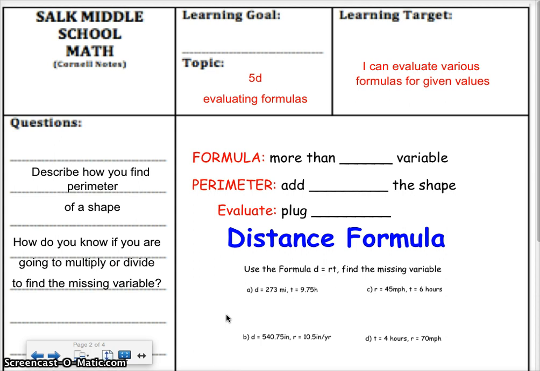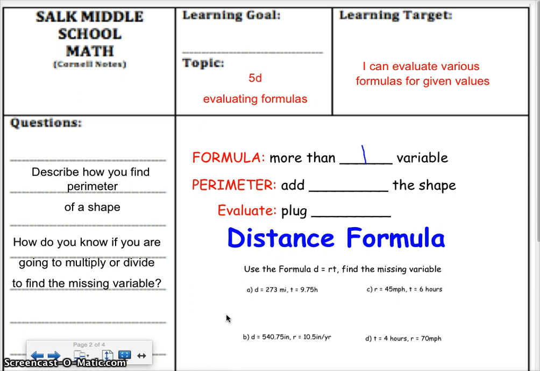The formulas that we see in 7th grade are distance, which is the most popular, the perimeter formula, and then converting degrees is another, like Fahrenheit to Celsius or Celsius to Fahrenheit. So the first thing you need to know is what the heck is a formula? A formula means more than one variable.